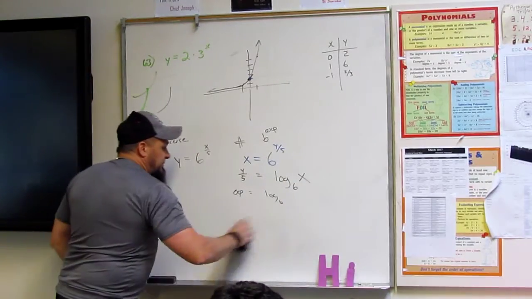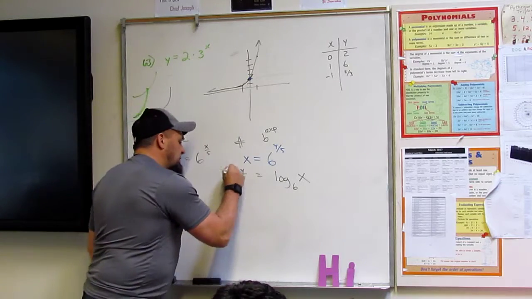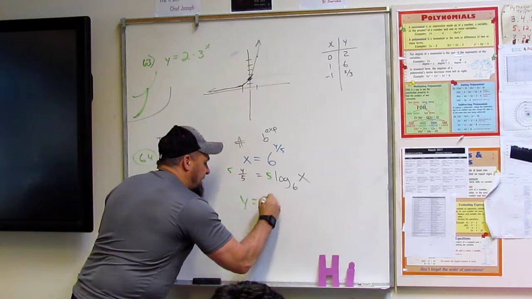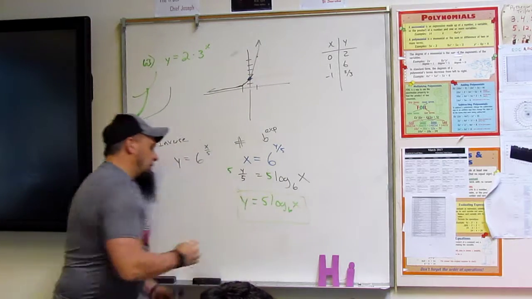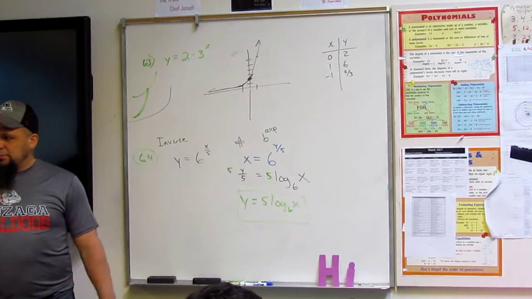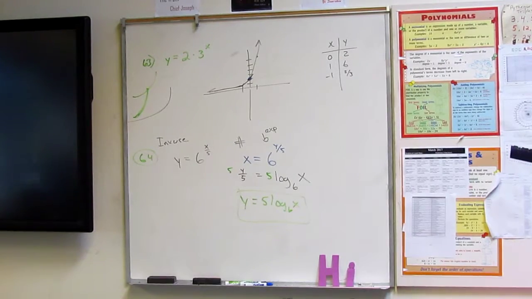And then we have to solve for y. How do we solve for y? Multiply by 5. So y is equal to 5 log base 6 of x. Not that hard. It's all logarithms. You can do this.